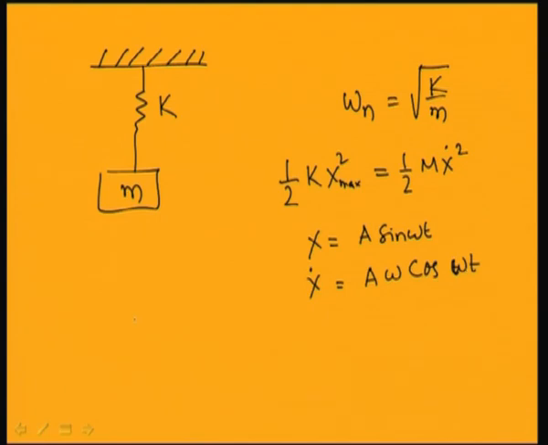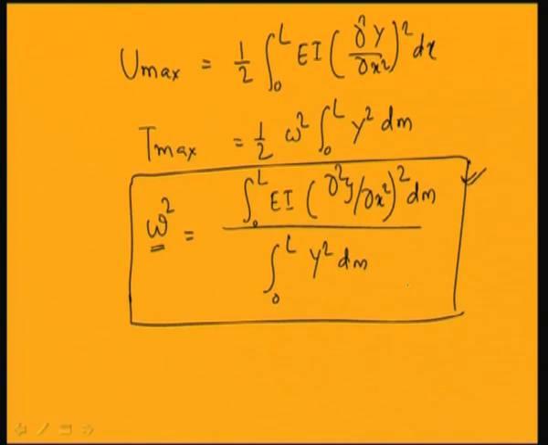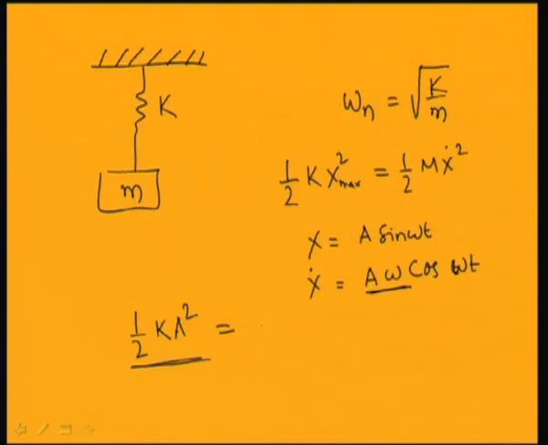The maximum potential energy will be equal to half k x square. x will have a maximum value equal to a, so this becomes half k a square. This is the maximum potential energy of the system, and it will be equal to the maximum kinetic energy. The maximum velocity will be a omega, so the maximum kinetic energy of the system will be equal to half m a square omega square.